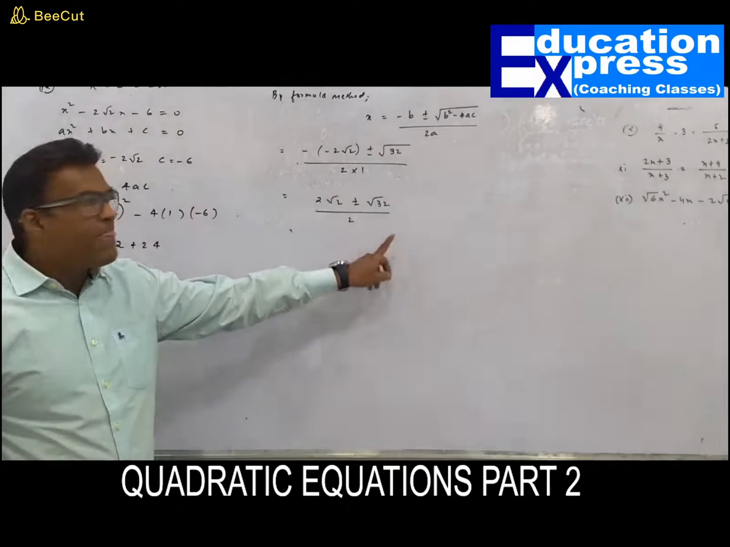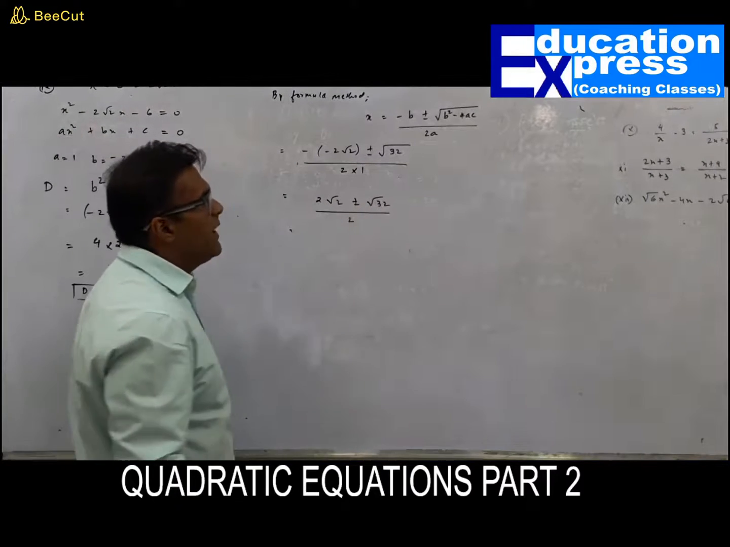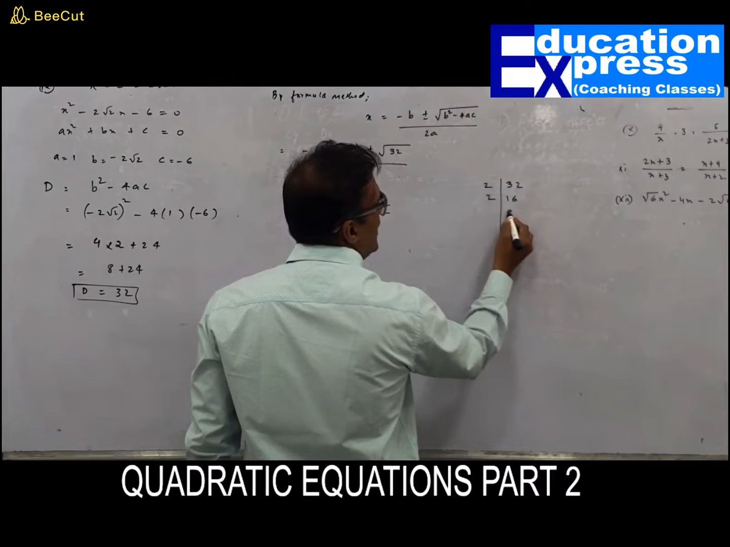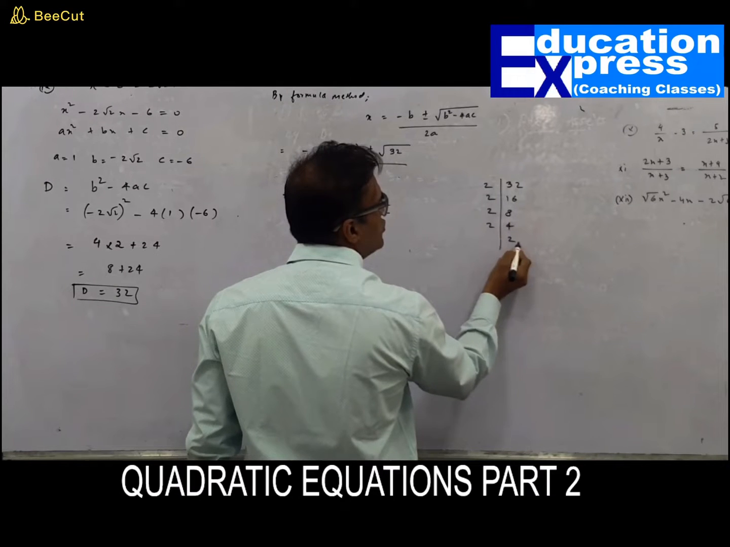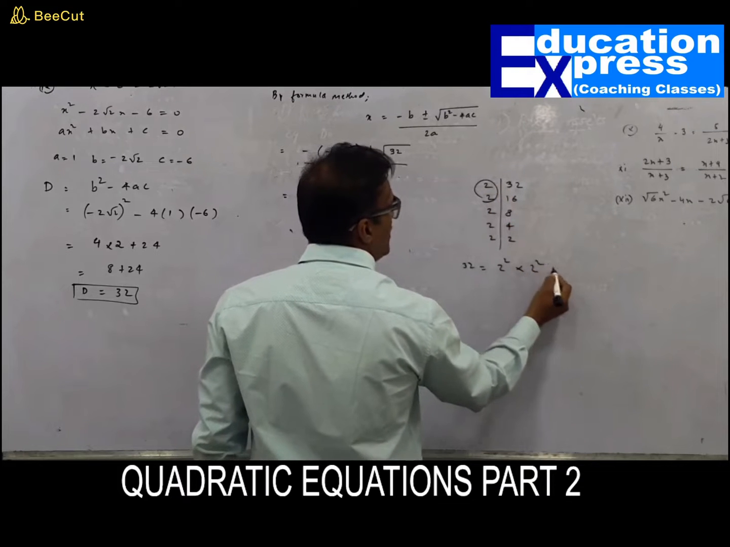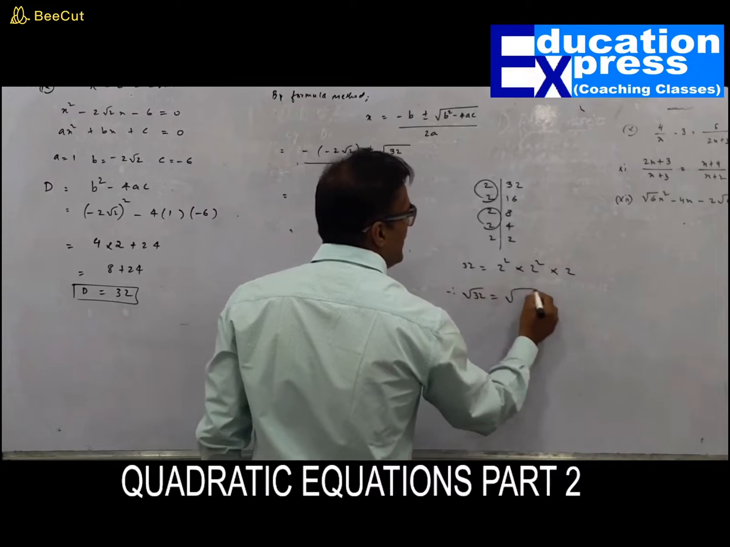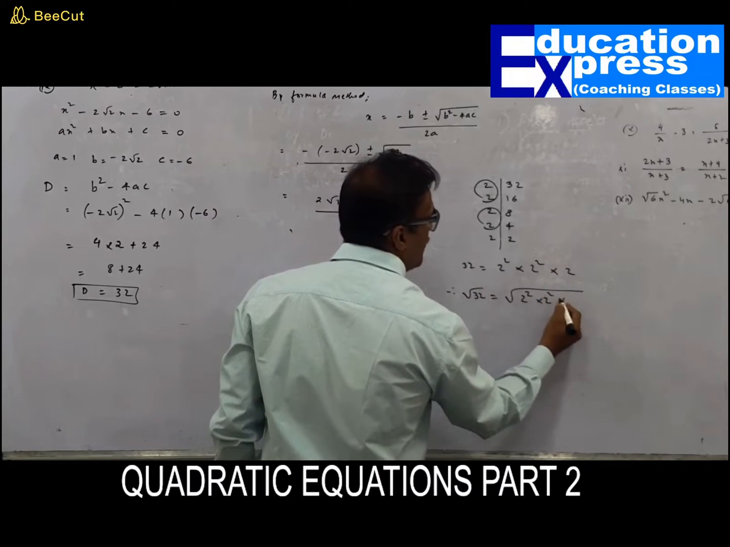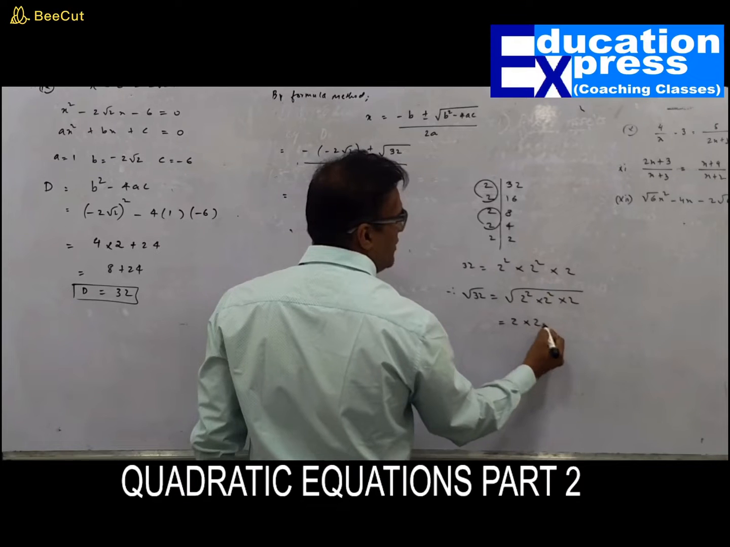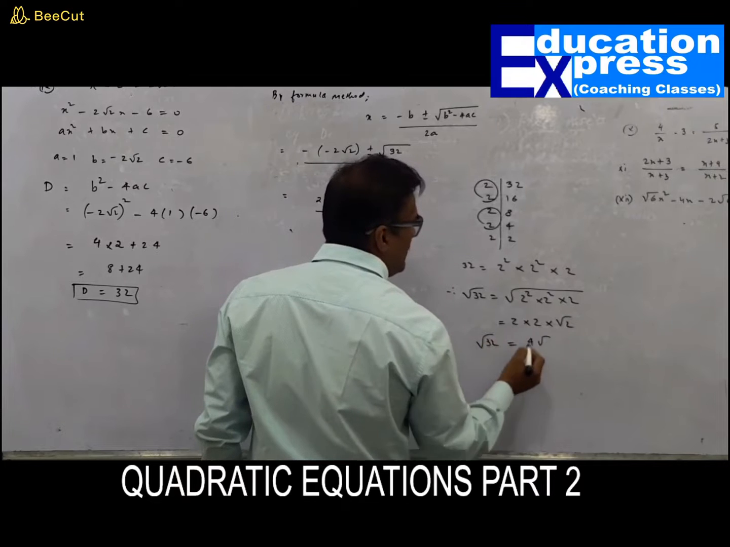As I told you earlier, in case if this number is not a perfect square, then we have to solve it by prime factorization method. 2, 16, 2, 8, 2, 4, 2, 2, 2. So 32 can be written as 2 square into 2 square into 2. Therefore, square root of 32 can be written as square root of 2 square into 2 square into 2. This 2 square being a square number, it will come out. This being a square number, it will come out. This will remain as it is. So, root 32 can be written as 4 root 2.